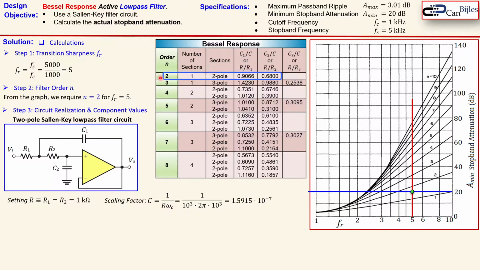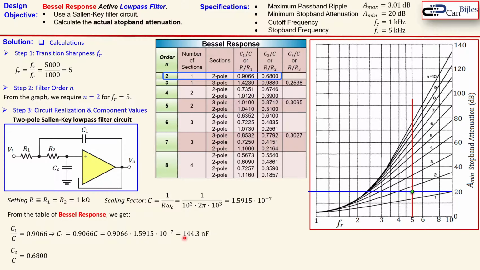There you see for the second order, because that's what we need to design, the C1 over C, that is the same C as we have it here, is equal to 0.9066, and the C2 over C, that is the second capacitor, is 0.6800. So from the table we see actually these 2 ratios. So C1 can be calculated, just rewrite this, so 0.9066 times this C, and that will result in this value of the capacitor, 144.3 nanofarads. In a similar form, C2 will be then calculated like so.